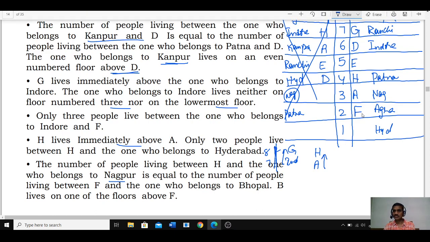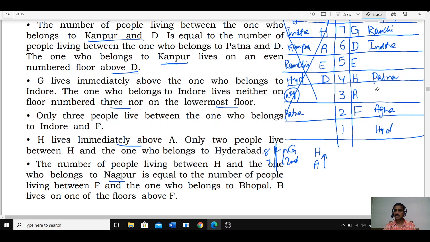And F and the one who belongs to Nagpur, అవునా కదా? H and Nagpur. కనుక ఇక్కడ నాగ్పూర్ ఉంటే H కి నాగ్పూర్ పక్క పక్కన ఉన్నారు, F భోపాల్ పక్క పక్కన ఉండాలి, నాట్ పాసిబుల్. హెన్స్ నాగ్పూర్ కెనాట్ బి హియర్. ఇక్కడ నాగ్పూర్ తీసుకుంటే H and Nagpur are adjacent to each other, అండ్ F కి భోపాల్ కూడా పక్క పక్కన ఉండాలి. సరిపోయిందండి? The number of people between H and Nagpur is 0. F and Bhopal is also 0.